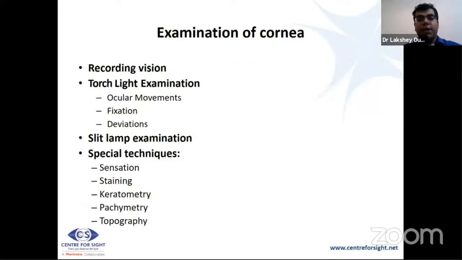So this was about history. We covered history as symptoms which were visual and non-visual. And then we talked about common corneal diseases, how they present.